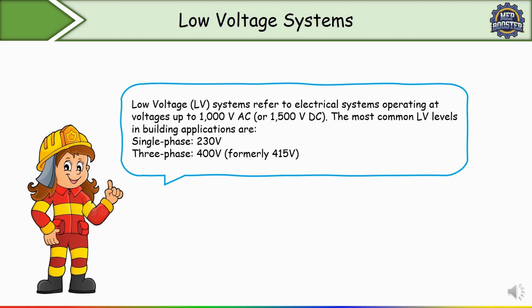So the common low voltage level in building applications is what? Single phase supply. As you know, single phase supply is the standard voltage used in homes and small offices. And three phase supply is used for heavier loads like air conditioners, pumps, motors and machineries. Is it clear? So this is called a low voltage system.